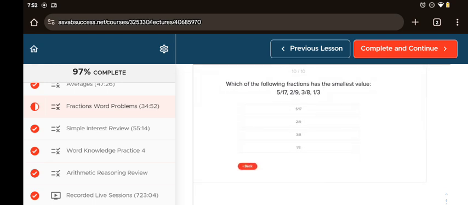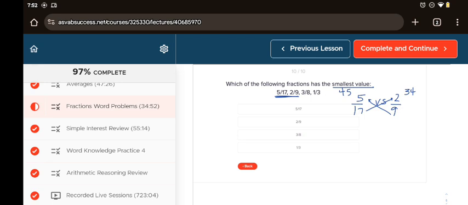Last but not least is number 10. This is similar to the question we did earlier, except this one is asking for the smallest value. So we're doing a tournament, but we're looking for the smaller number. Let's start with these two, 5 over 17 versus 2 over 9. In the first one, I don't know if you remember, I told you you can multiply across: 45 versus 17 times 2, 34.